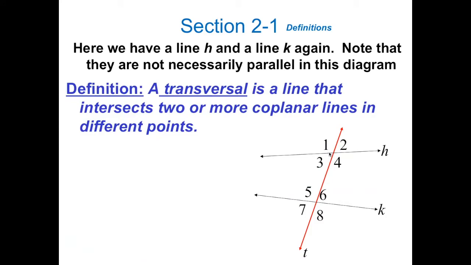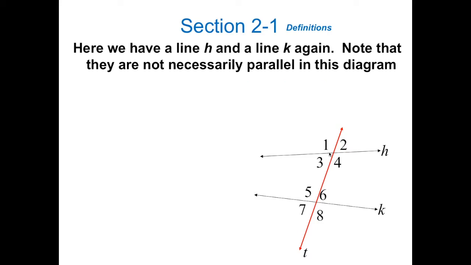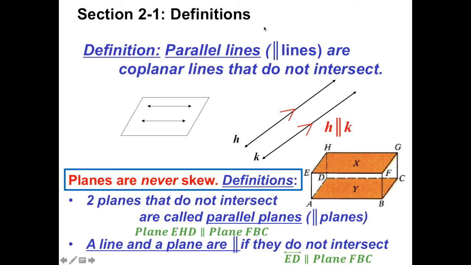A transversal is a line that intersects two or more coplanar lines in different points. That was a good thing I didn't say a second ago: I basically told you the definition, but I forgot to say coplanar. You could have skew lines that are touched by a line. For instance, EA is skew to FG, and line AF would touch both of those lines, but that would not be considered a transversal, because EA and FG are non-coplanar.